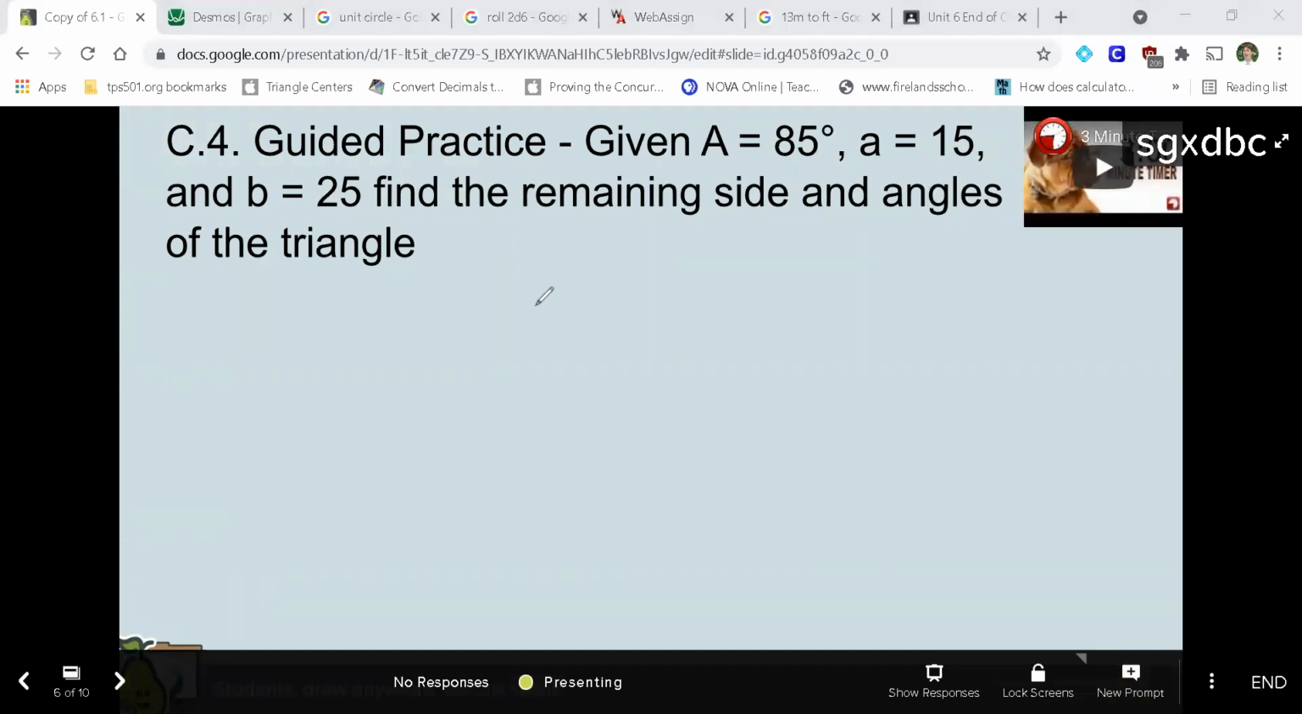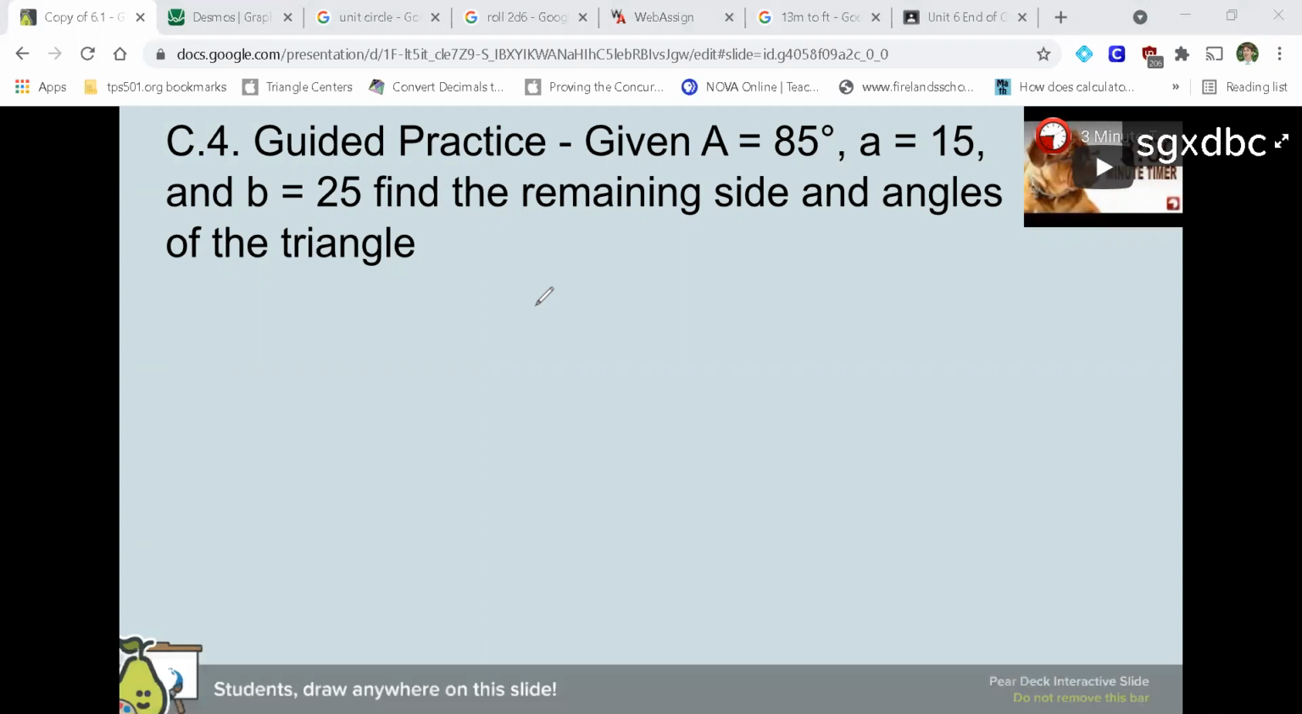All right. You don't need to draw a picture. If you want to draw a picture, that's fine. But ultimately, I'm given two angles, or sorry, one angle and two sides. So how I'm going to start this problem is with the law of sines to find angle B. So first step, what is angle B? We're going to do the sine of A over A is equal to the sine of B over B. Solve that for B.